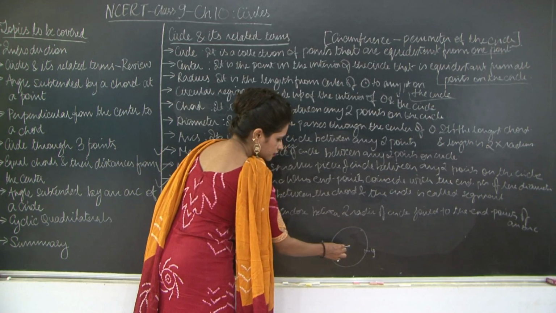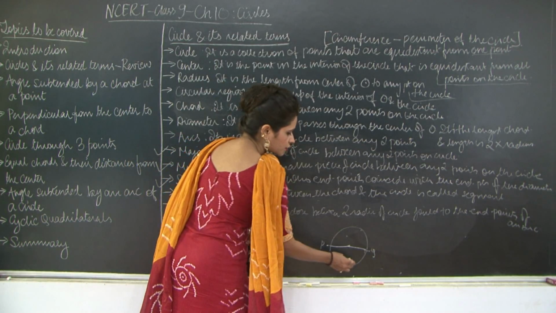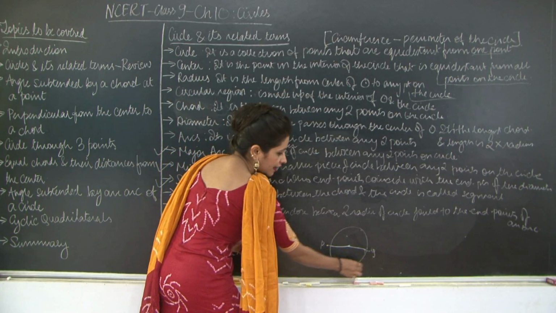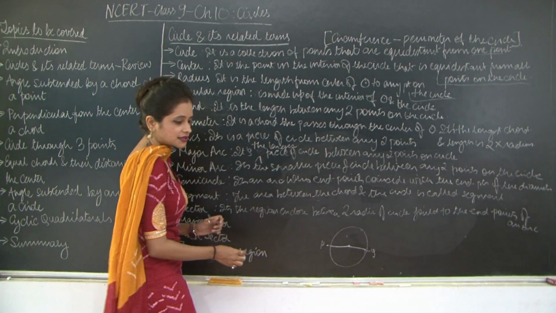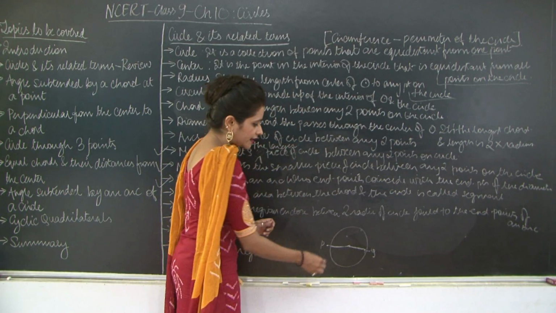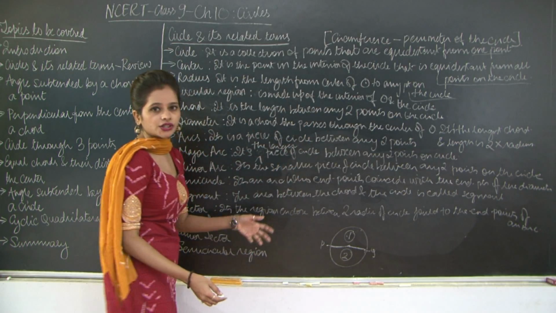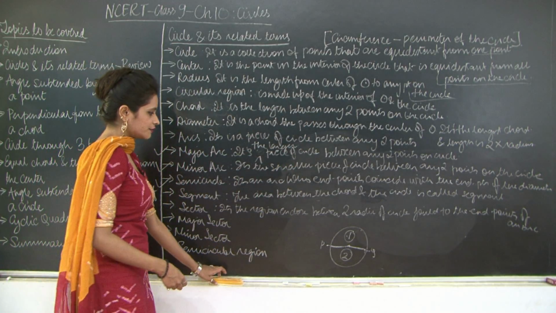If I draw this sector, then what do I get? I get a semicircular region. See, this PQ is an arc, right? We are getting two equal arcs. When I join the radius to the endpoints of this arc, what do I get? I get two regions. One is this region and one is this region. So each region is known as a semicircular region.